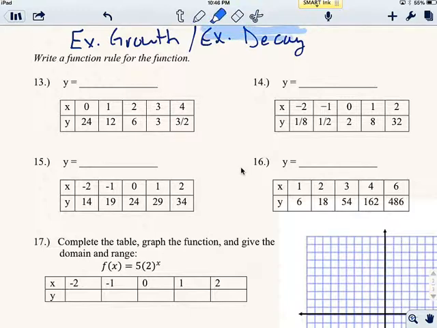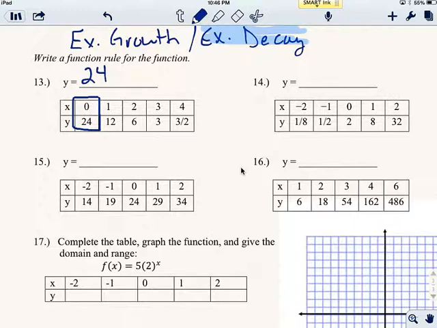All right, so this is what it is. It's exponential decay. So same thing. All I'm going to do is write down for my function my starting point first. Now I get this 24 as my starting point because I look down at the table and I see that the y-intercept, or the value of y when x equals 0, is 24. So that's always my starting point.